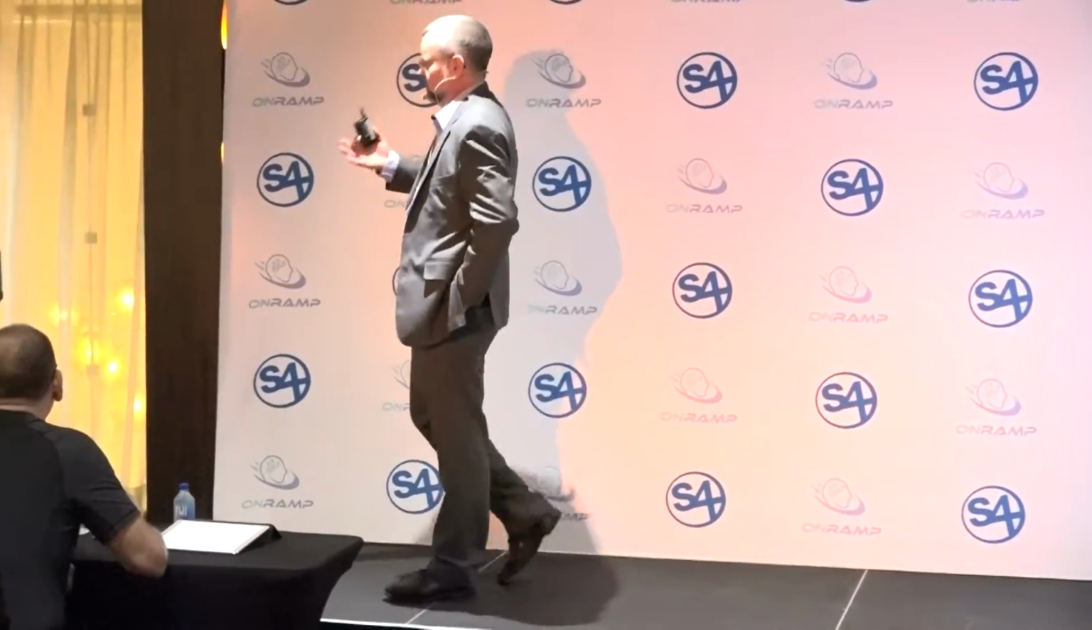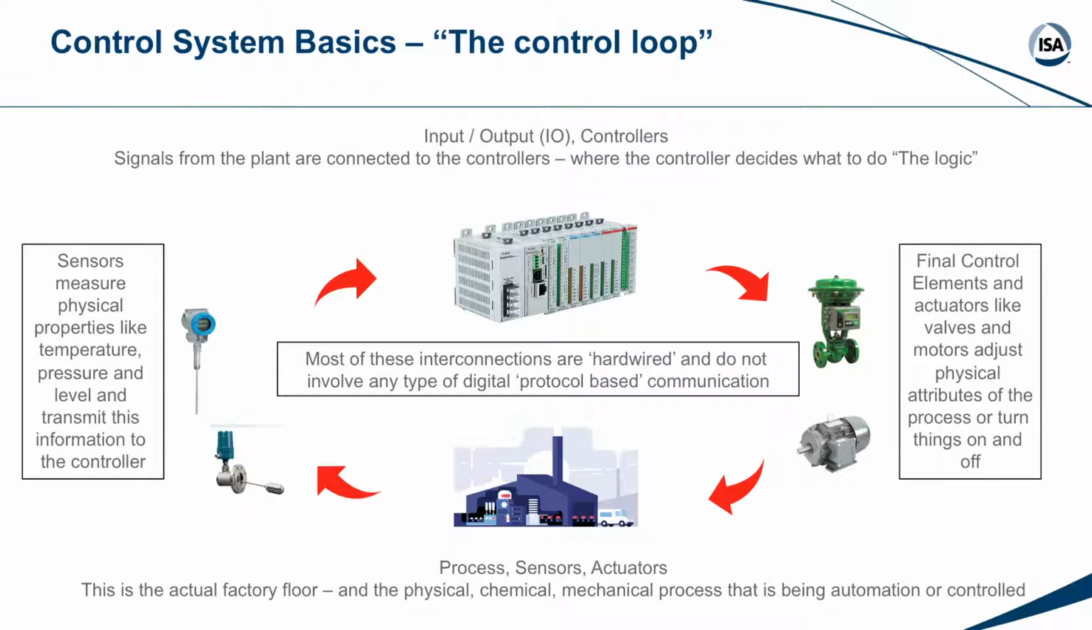So let's talk a little bit about some terminology. You'll hear control system engineers talk about the loop, the control loop, right? So usually when you're connecting a control system up, or you're doing that design, you have the intent to measure something and you have the intent to manipulate something, right?